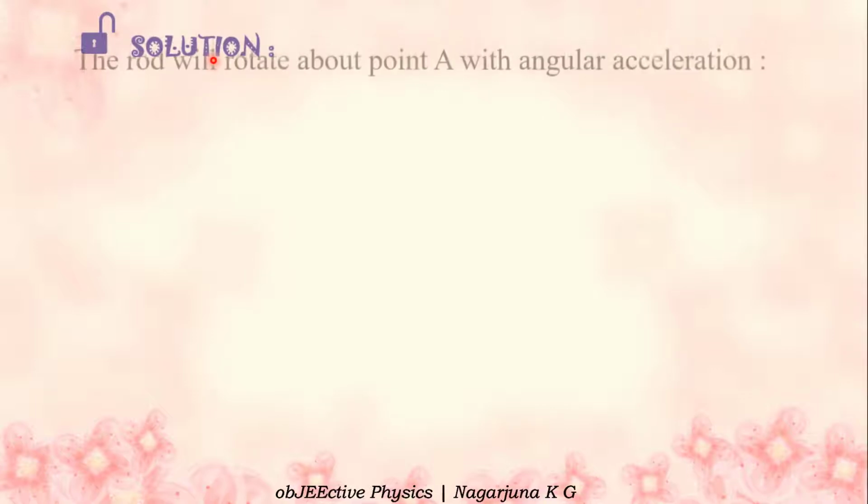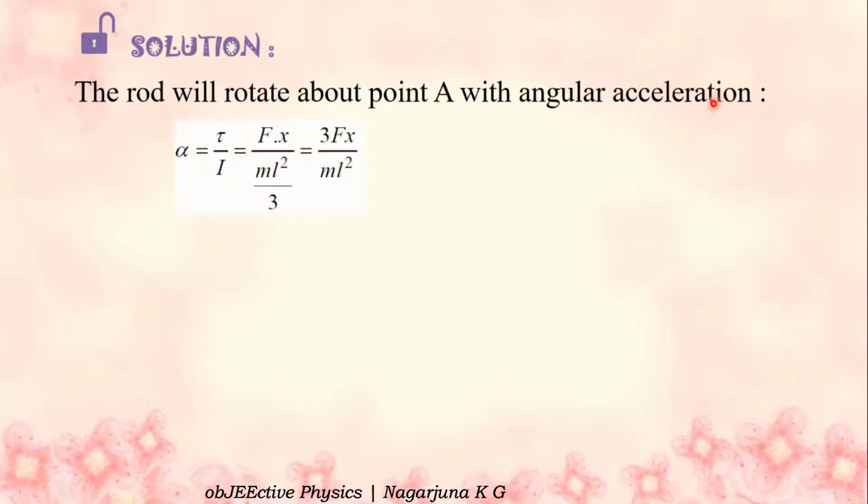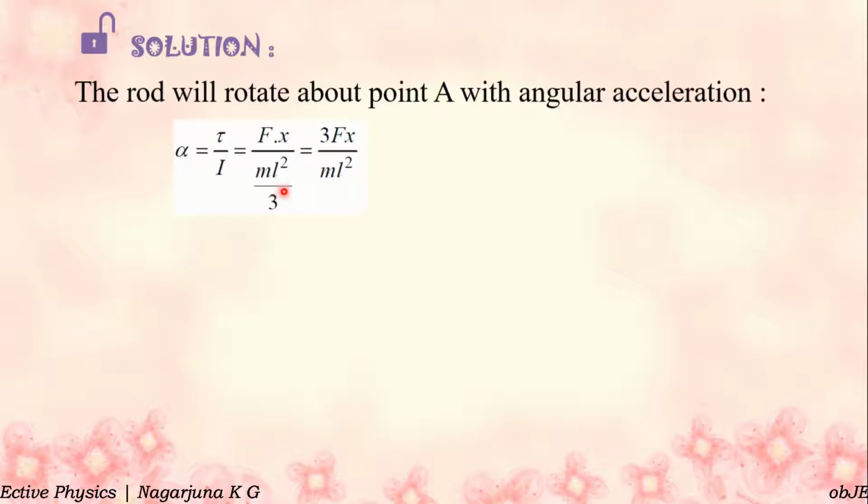Solution. The rod will rotate about point A with angular acceleration. We know that tau is equal to I alpha. From tau is equal to I alpha, we can write angular acceleration alpha is equal to tau divided by I. But tau is equal to force into distance, Fx, divided by I. For a thin uniform rod, the moment of inertia about an axis passing through one end is mL square by 3. So alpha is equal to 3 into Fx divided by m L square.